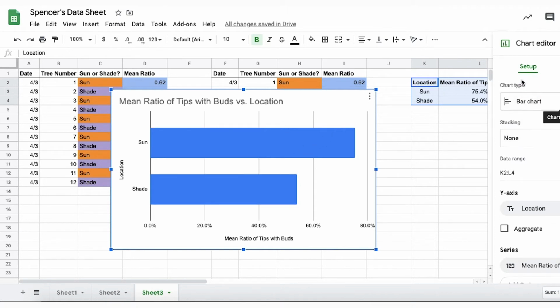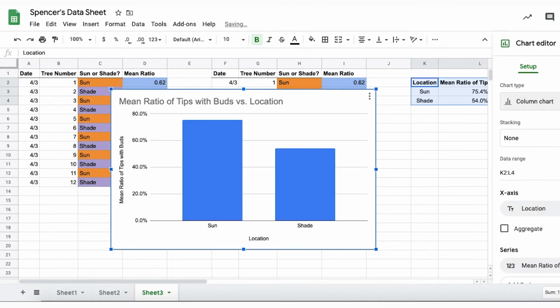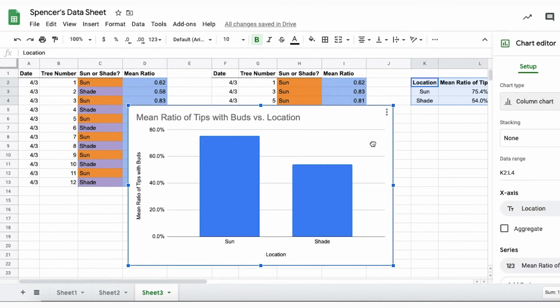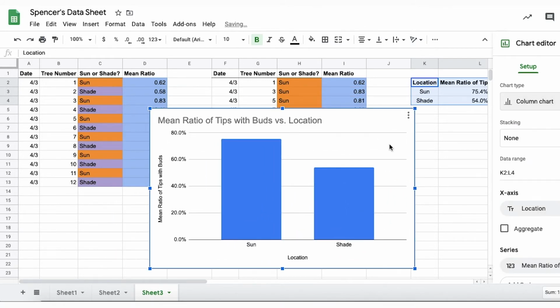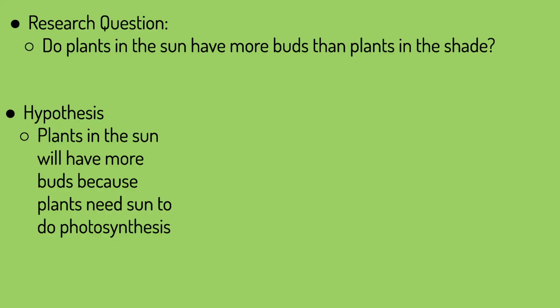We can change this over here under Setup and choose a different type of graph that will give us what we want. As you can see now, it's really easy to see that the sun had more buds in it than the shade did. If you remember back to the first lesson, you'll know that my research question was, do plants in the sun have more buds than plants in the shade?